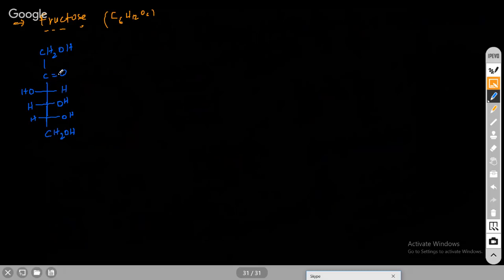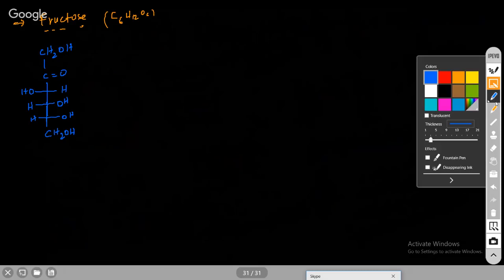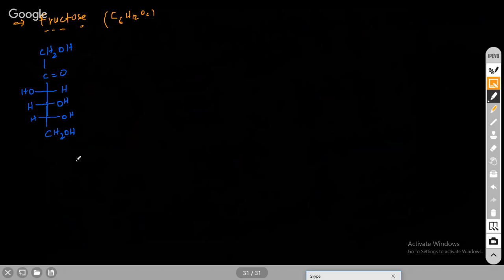D or L fructose. What structure is it? D or L? How do we configure that? How do we understand where it is D or L? Yeah, so we have to see the chiral carbon which is at the maximum distance from the primary functional group. The primary functional group is ketone in this. In glucose, it was aldehyde. So 1, 2, 3, 4. At the fourth position is this chiral carbon, and OH is present on the right hand side. So we call it D fructose.